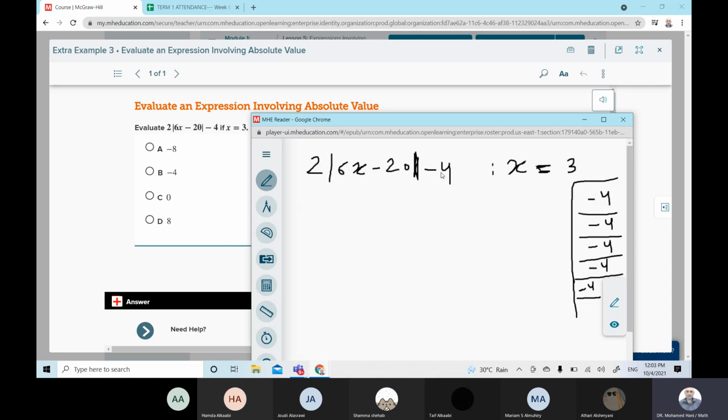As you see, the first step is to do substitution. So rewrite. We have here 2 multiplied by the absolute value of 6 times the value of x. The value of x will be 3, minus 20, minus 4.